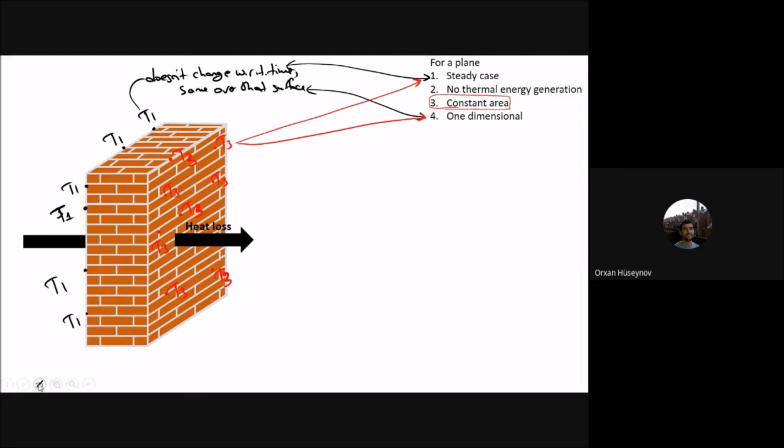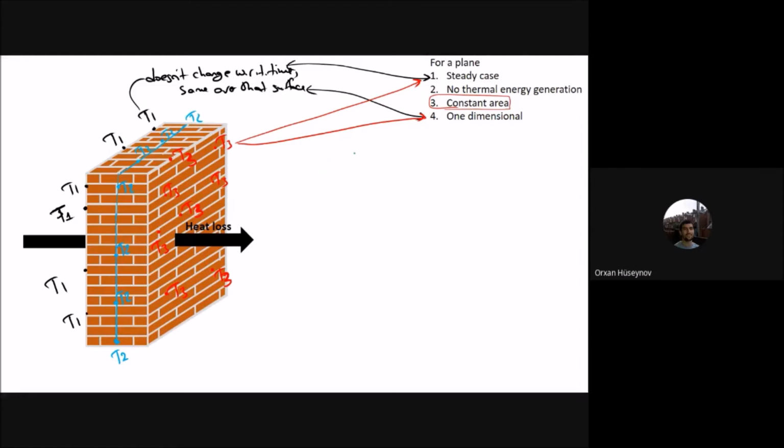Even what you can do is take another random location here, say this location, and here you will have T2, for example, and T2 here, and you can go in that direction, T2 and T2. So the temperature over that surface is also the same, and it is equal to T2. Now let's write the resistance concept for this case.